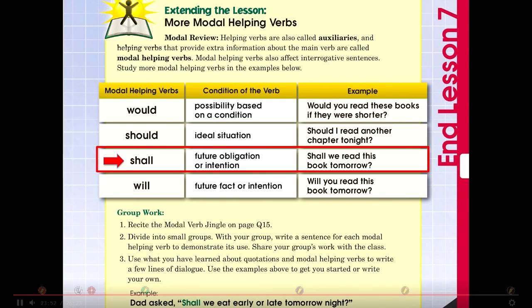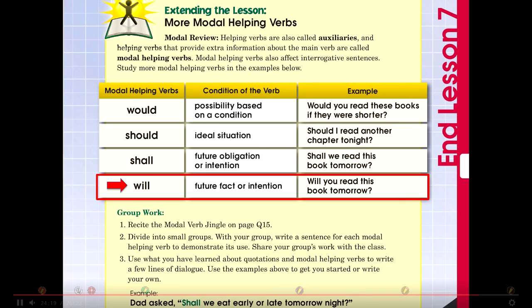Shall is another modal helping verb. When shall is used with a verb, the condition of the verb states as though there's a future obligation or intention. For example, shall we read this book tomorrow? This example leads us to believe that our intention will be to read the book tomorrow.